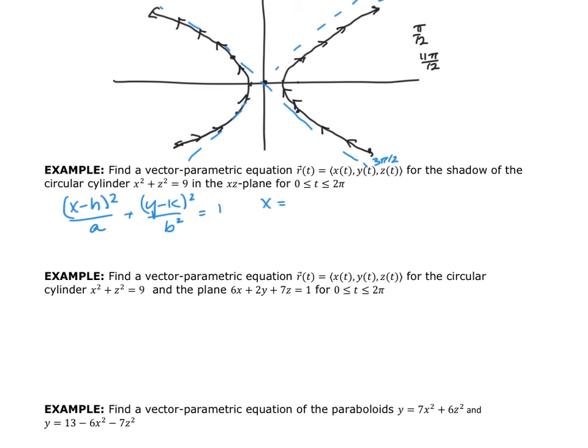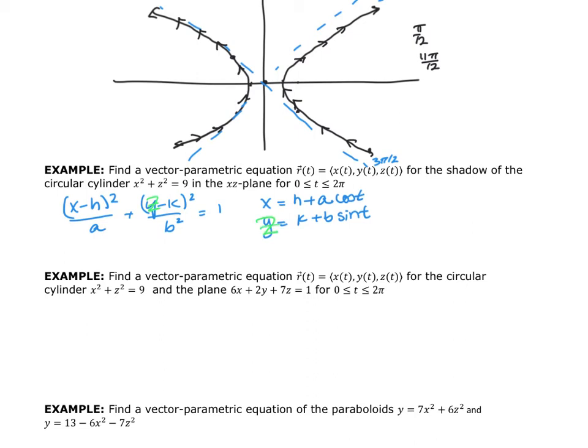What we had from section 1.1 is that x can be replaced with the parameter h plus a cosine of t, and y is equal to k plus b sine of t. And you're thinking, but wait a minute, I don't have y. Well, okay, make this z.